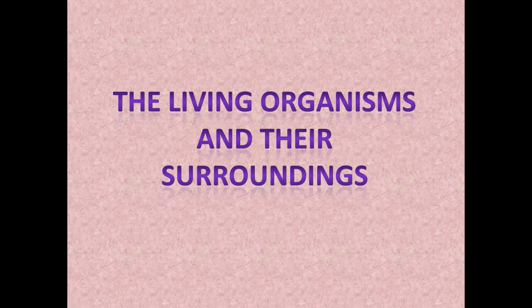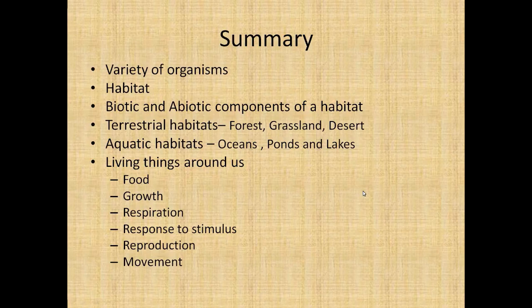Now we are going to see the summary of the lesson, Living Organisms and Their Surroundings. In this chapter, we are going to cover variety of organisms, what is a habitat, biotic and abiotic components of a habitat, terrestrial habitats. In the terrestrial habitats: forest, grassland and desert animals; aquatic habitat: oceans, ponds and lakes; living things around us, that is food, growth, respiration, response to stimulus, reproduction and movement. These are the topics we are going to cover in this lesson.